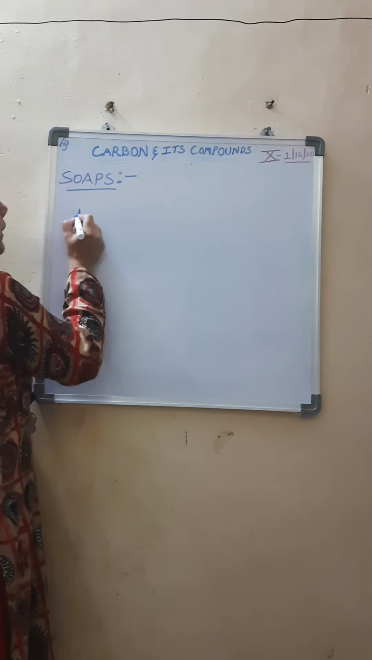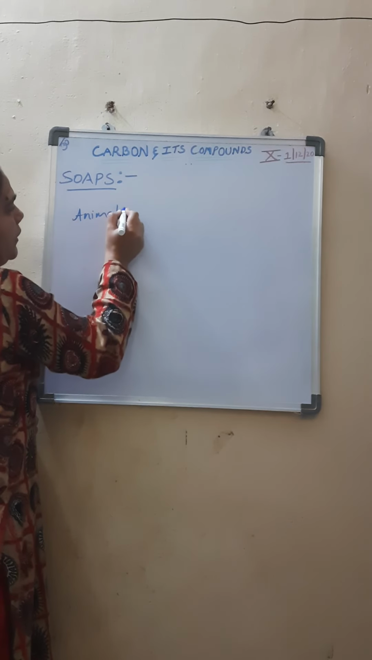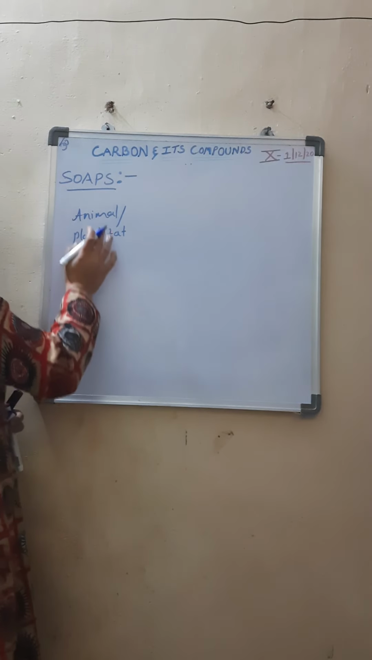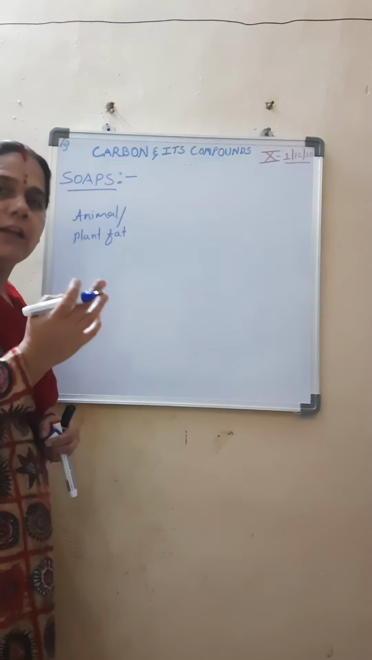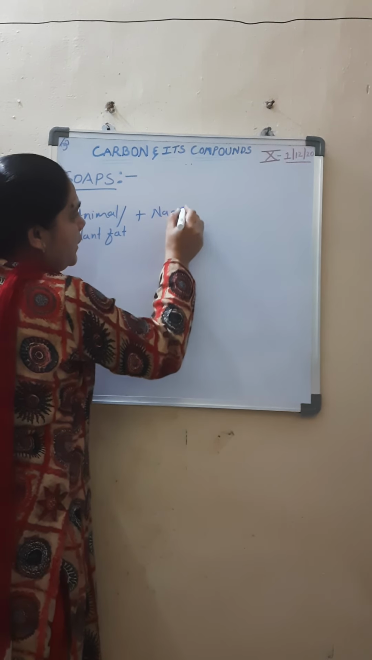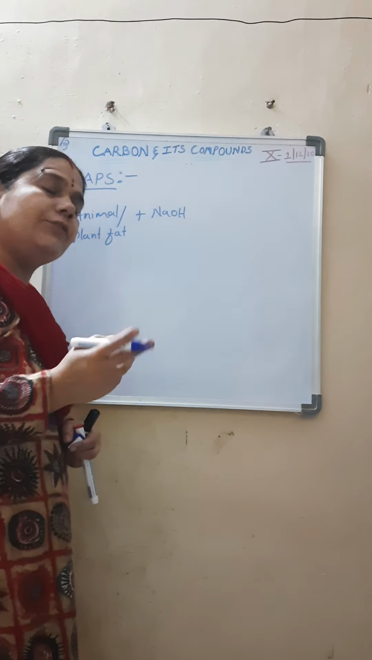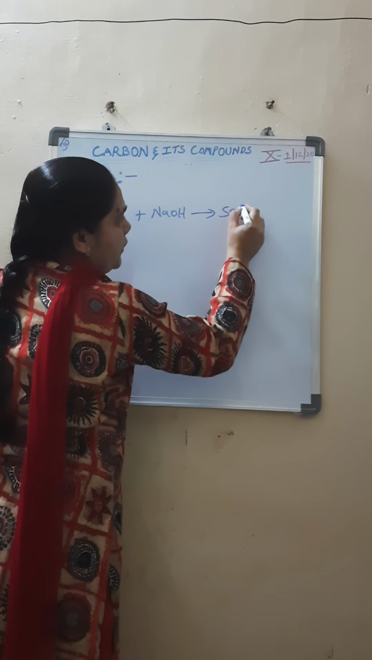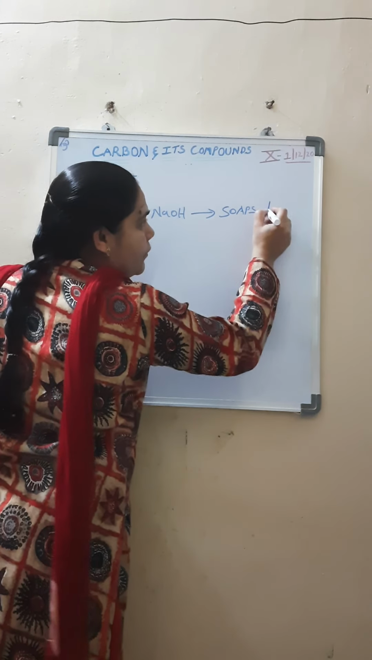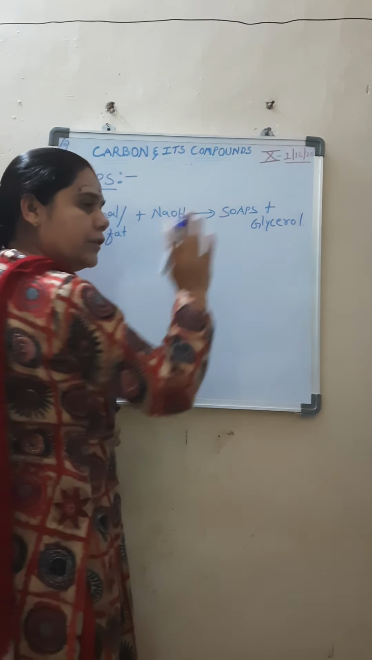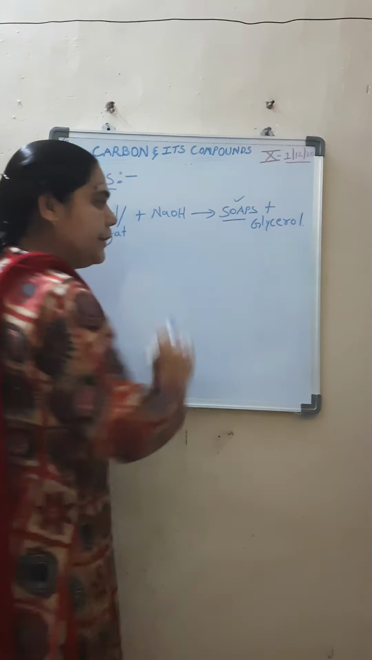alcohol. So any animal or plant based fat. Now what are these animal or plant based fats or oils? These are natural esters. So when they are strongly heated in the presence of water and an alkali like sodium hydroxide, or even potassium hydroxide, they result in the formation of soaps along with the glycerol. Okay children. So glycerol is a byproduct and our most important product is soap. Okay.